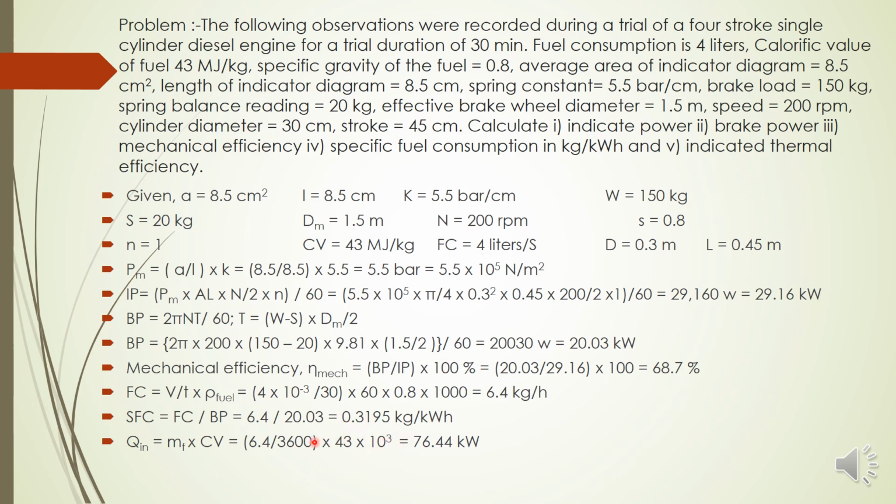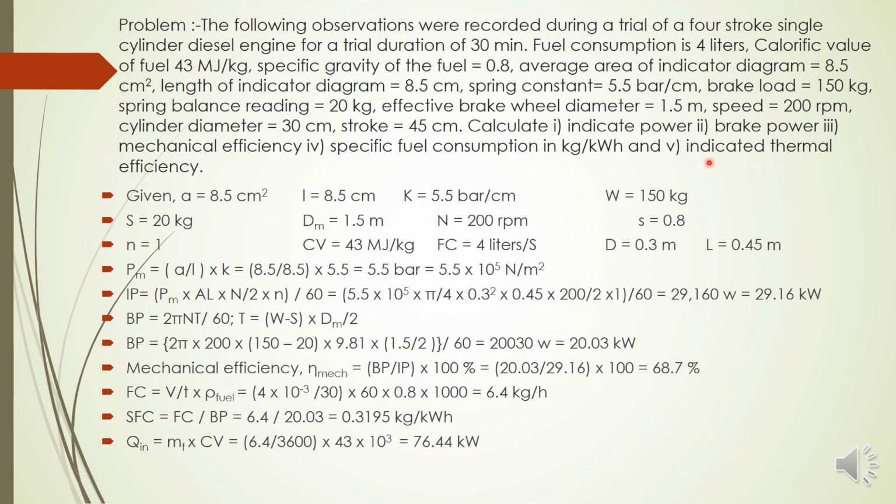So now the obtained value will be in kilowatt. So this unit be very careful. For heat input we have to use mass flow rate only in kilogram per second. But mostly we will be getting mass flow rate in kilogram per hour, so you have to divide that by 3600. Similarly, if calorific value is in kilojoule we will get directly kilowatt. That is why we are multiplying by 10 raised to 3. So now we have obtained heat input 76.44 kilowatt.